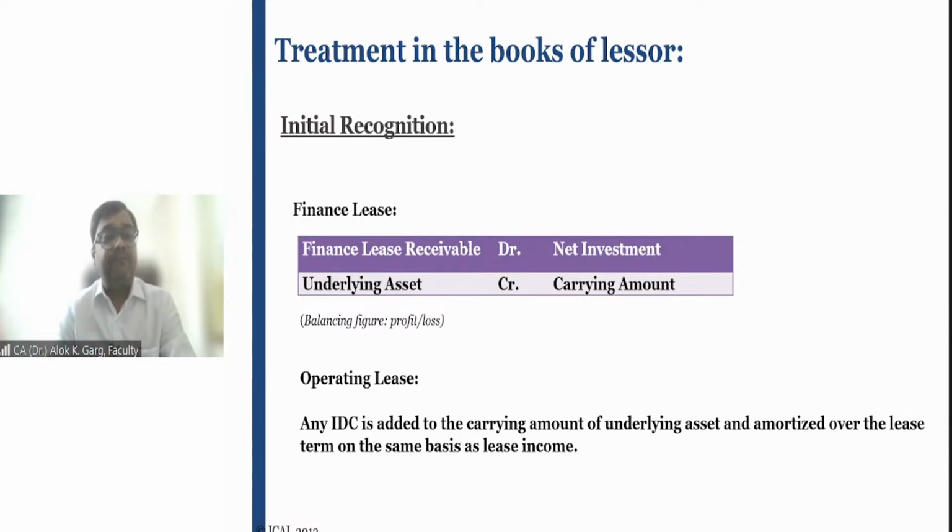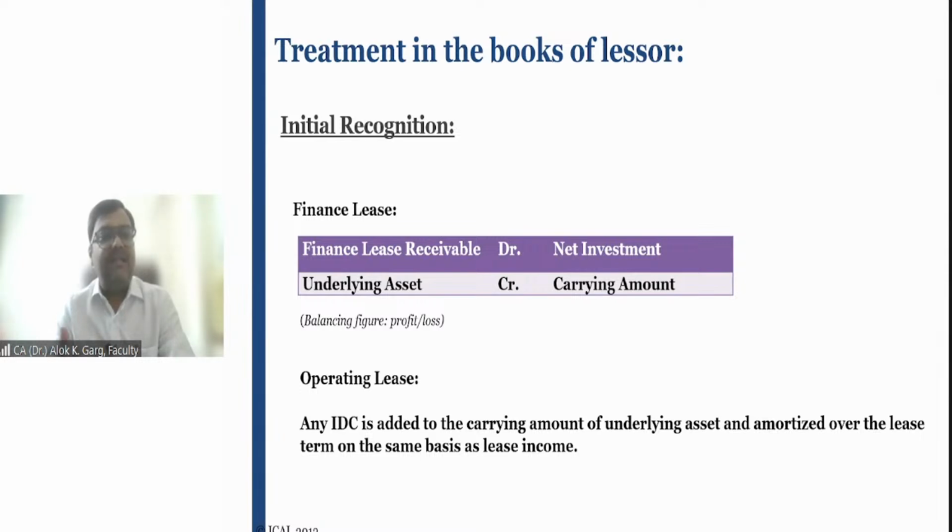If it is a finance lease, the lessor has to de-recognize the asset, right? Whatever is the carrying value, lessor has to de-recognize. Lessor has to recognize the finance lease receivable on the basis of present value of future lease payments plus present value of unguaranteed residual value, right? Future lease payment plus unguaranteed residual value is known as gross investment in lease. The discounted value of gross investment in lease is known as net investment in lease, right?